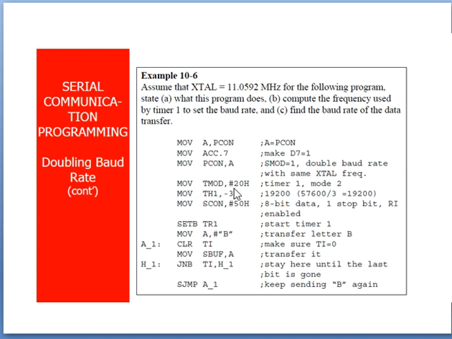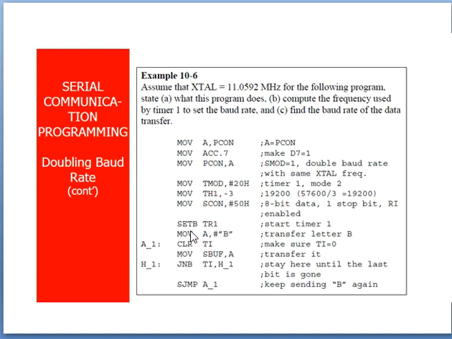Then move TMOD comma 20H, so we have selected timer 1 and mode 2; that's what we have loaded with 20H. Then move TH1 comma minus 3. It is loaded with minus 3, so we have the baud rate of 19,200. And then move SCON comma 50H, that is 8-bit data, 1 stop bit, and REN enabled.